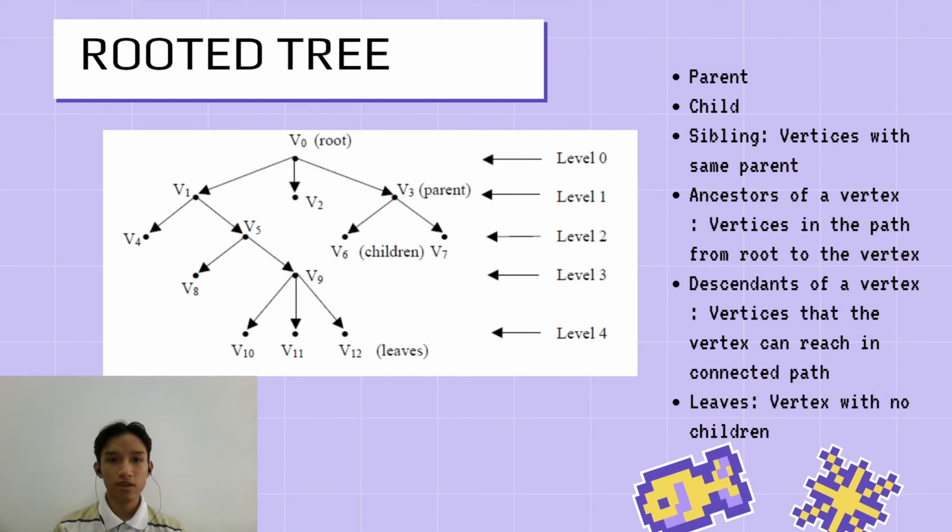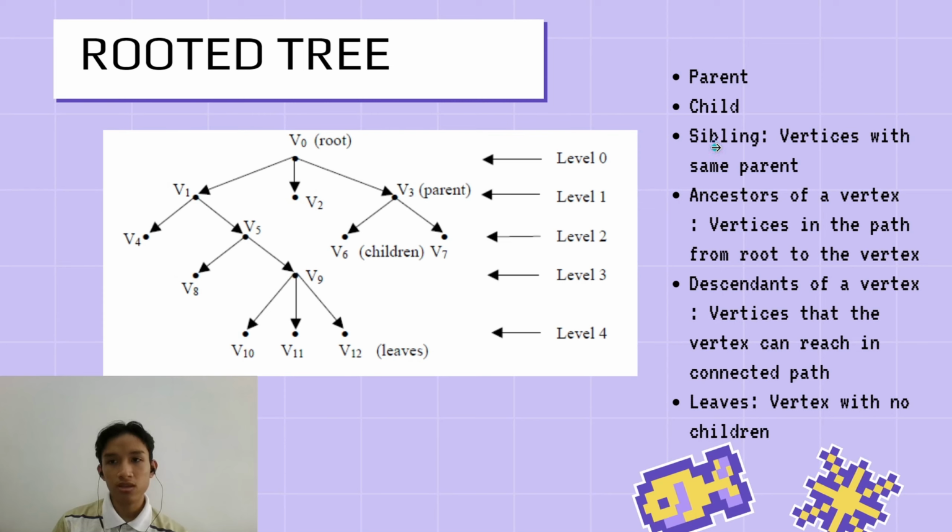Assalamualaikum, my name is Muhammad Alif, and now I'll continue to explain what is a rooted tree. So here's an example of a rooted tree. At the top of the tree we have the root vertex, which here is vertex 0. Then we have what we call a parent vertex, where that vertex has one child or more than one child. And then we have a children vertex, which is a vertex that has a parent. So for example, vertex 6 and vertex 7 are the children of vertex 3.